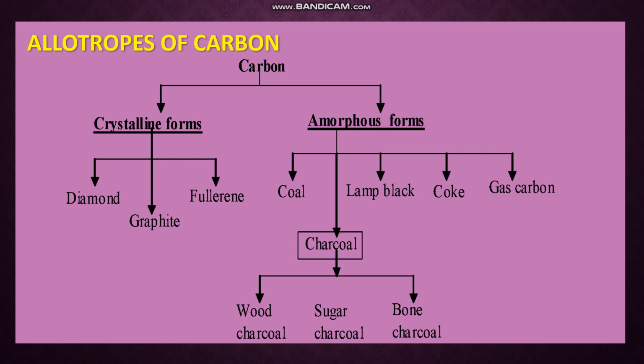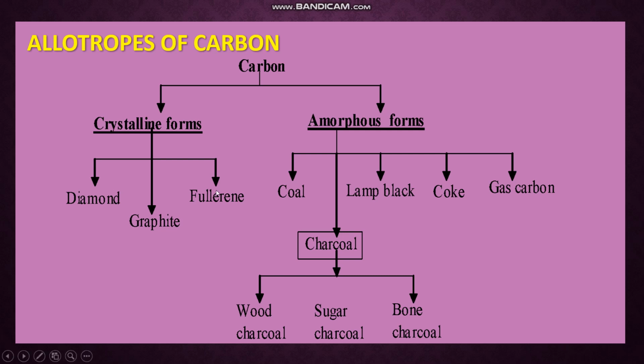So, let us see what the allotropes of carbon are. Mainly carbon has two allotropic forms, crystalline forms and amorphous forms. Crystalline means having a definite structure. Amorphous forms don't have a definite structure.